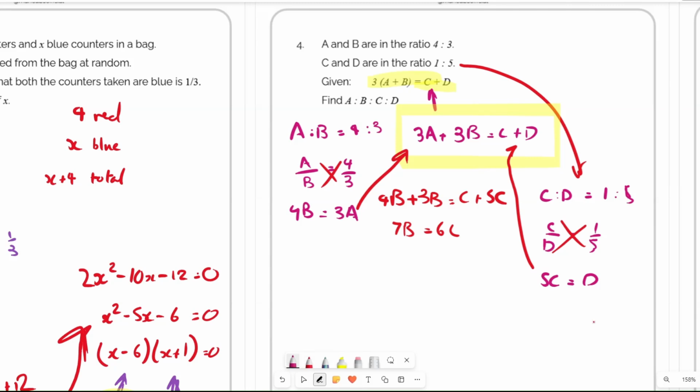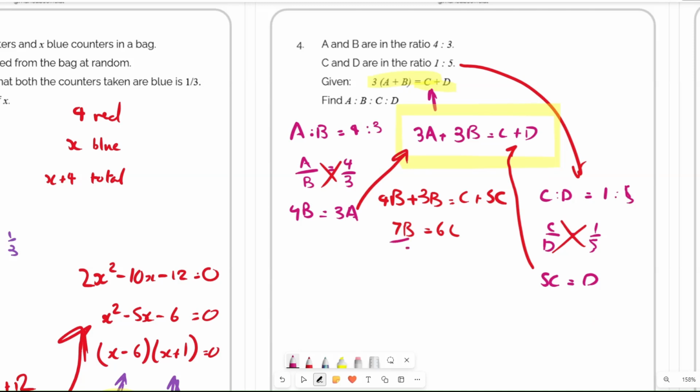Now you could do it straight from here, but I find that very confusing. For example, if we look at this one here, we know that 5b equals 3a, but that doesn't mean that b to a equals 4 to 3. It's the other way around, so you've got to be very careful here, okay?